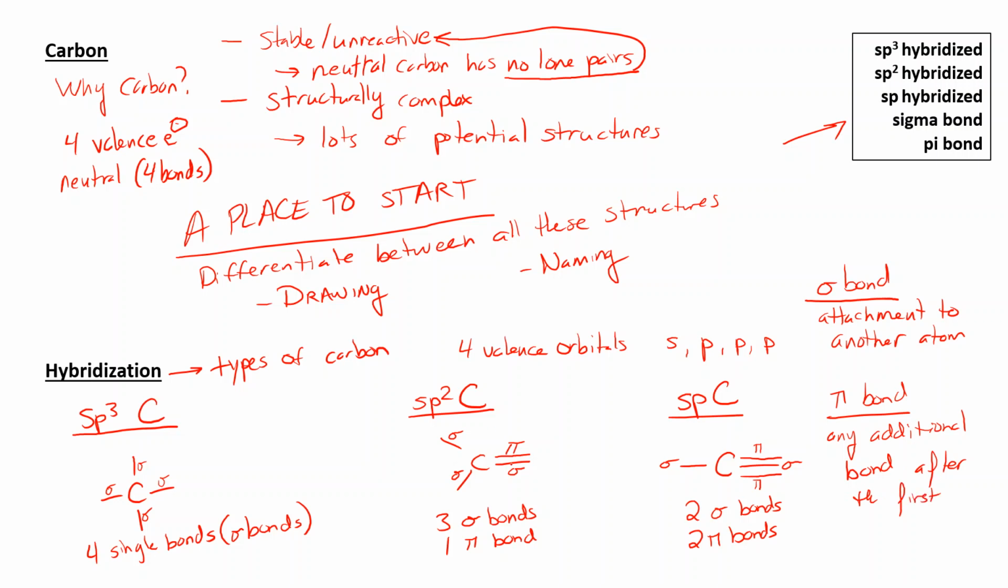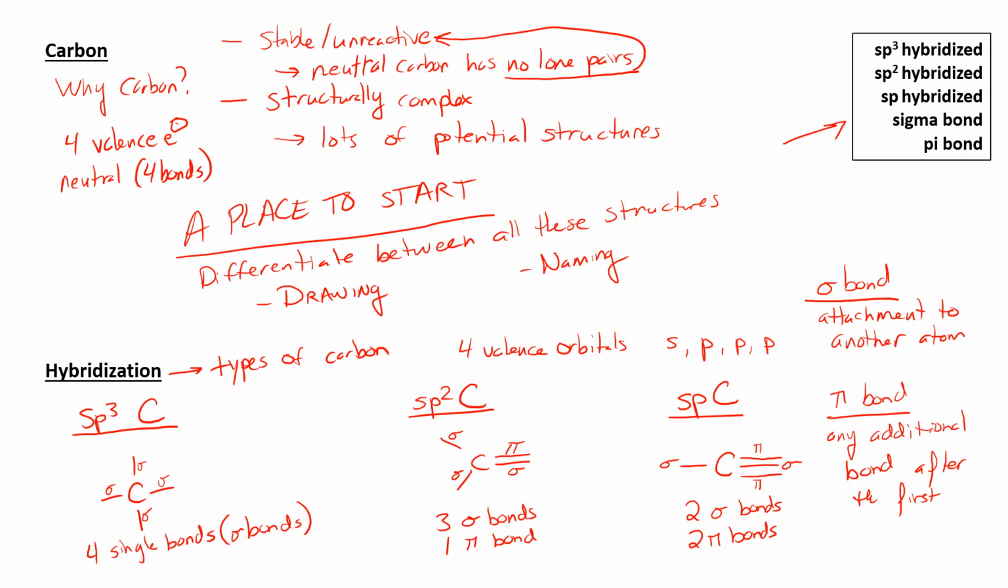Right? So we have a sigma bond that connects the atoms, and then we add a pi bond to make a double bond. We have a sigma bond that connects the atoms, and then we add 2 pi bonds to make a triple bond. Right? So anything after that first atom is going to be a pi bond. All right. So this is kind of the first introduction.